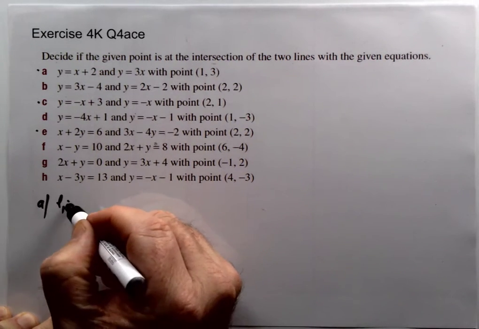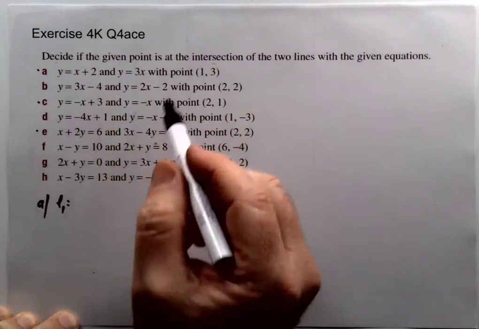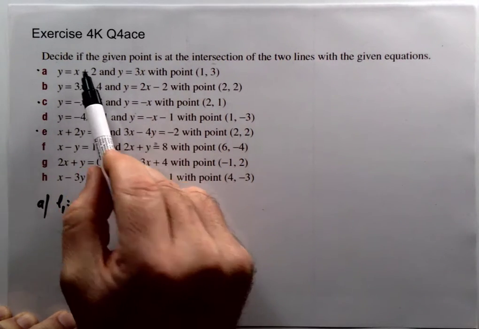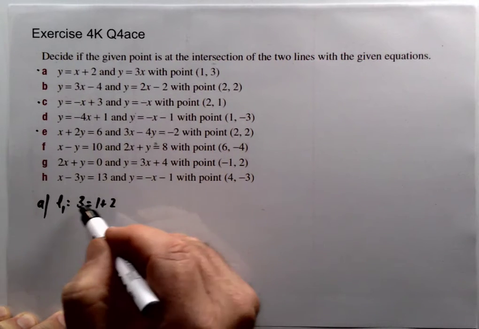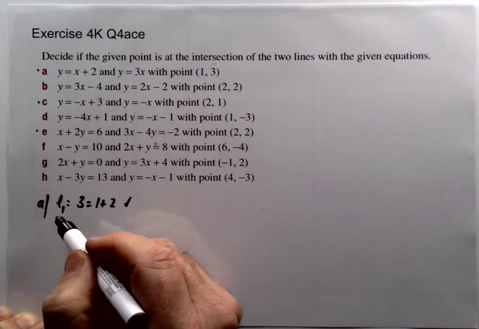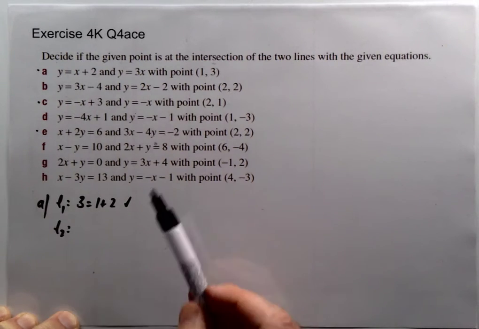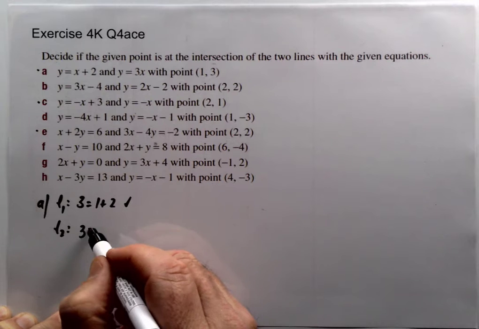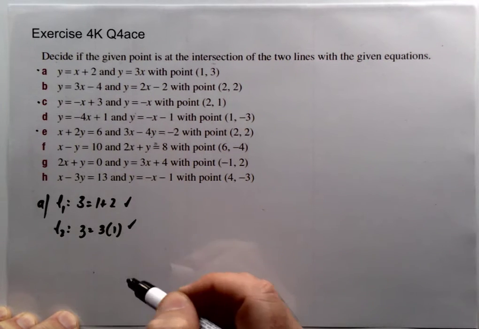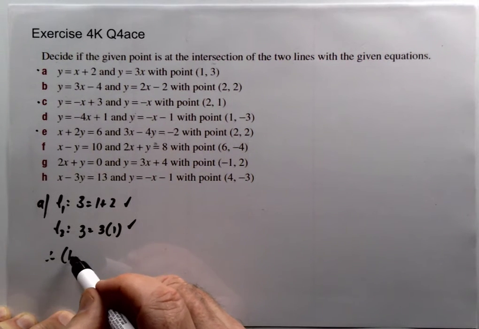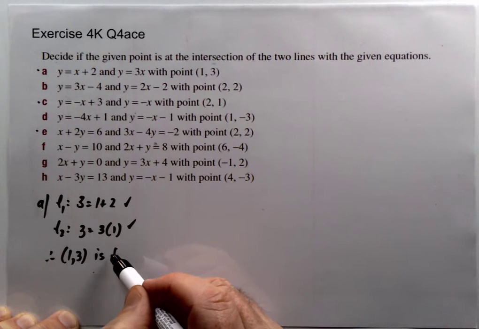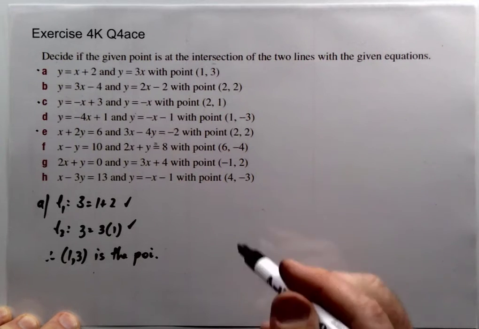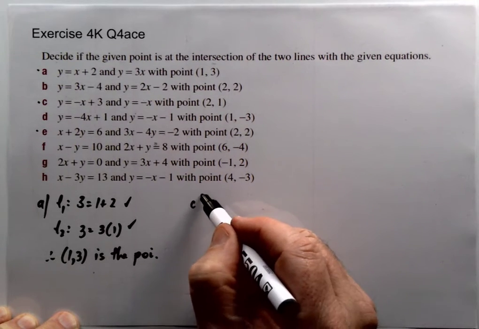So for line 1, we can say that the left-hand side is the y value, which is 3. The right-hand side is going to be equal to 1 plus 2. That's a true statement, so yes, it lies on L1. For L2, we're saying y is equal to 3x, so 3 is equal to 3 lots of 1. Again, that's a true statement, so therefore 1, 3 is the point of intersection. I've just done some abbreviated working because I'm going to run out of space here.